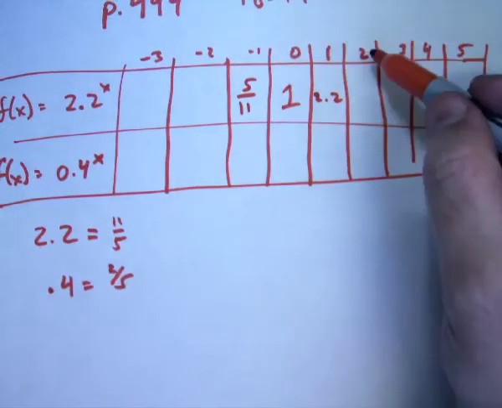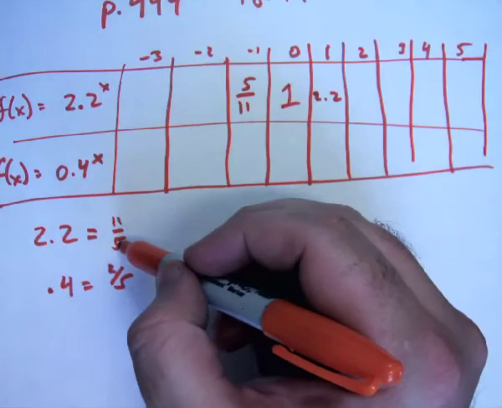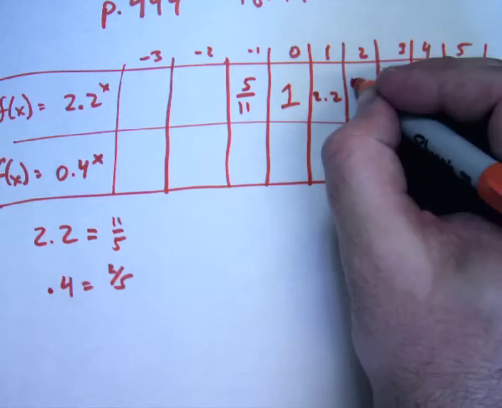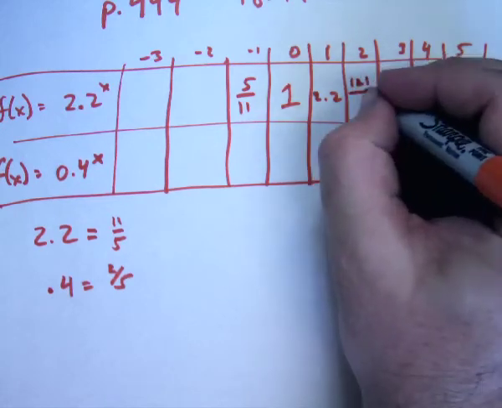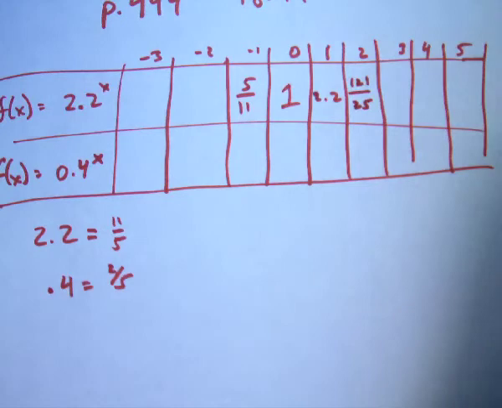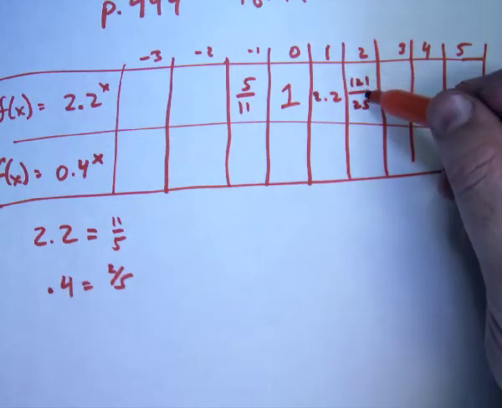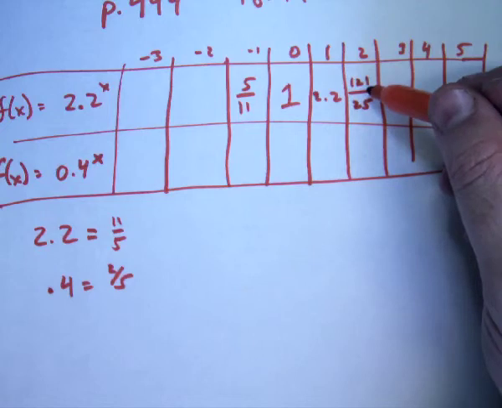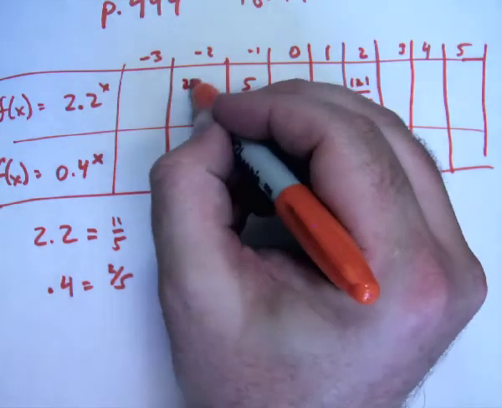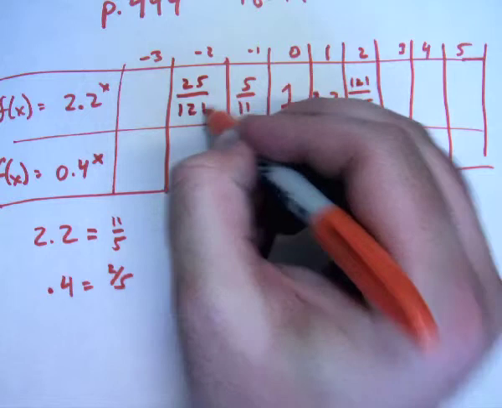If we square it, we square the top, we square the bottom, we're going to get 121 over 25, which we could do some division, and that's just short of 5, so it's like 4.9. And that means that negative 2 is 25 over 121.